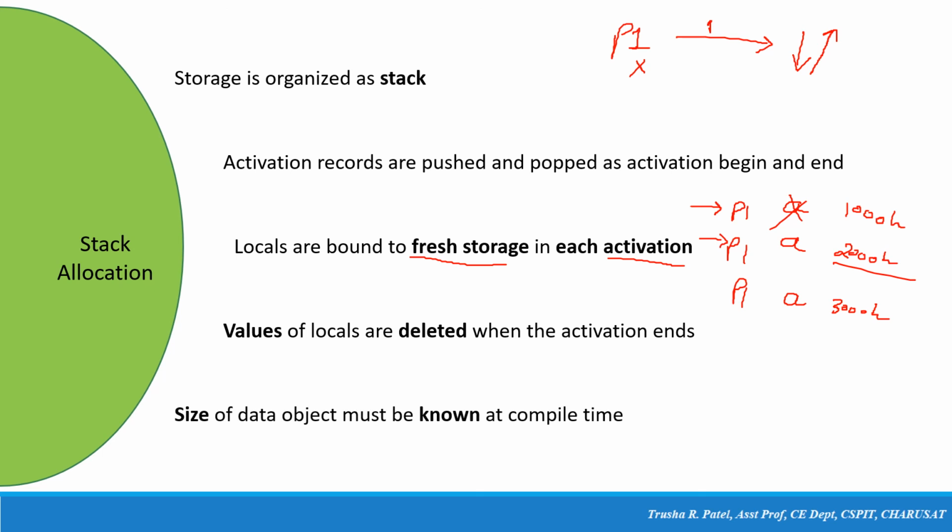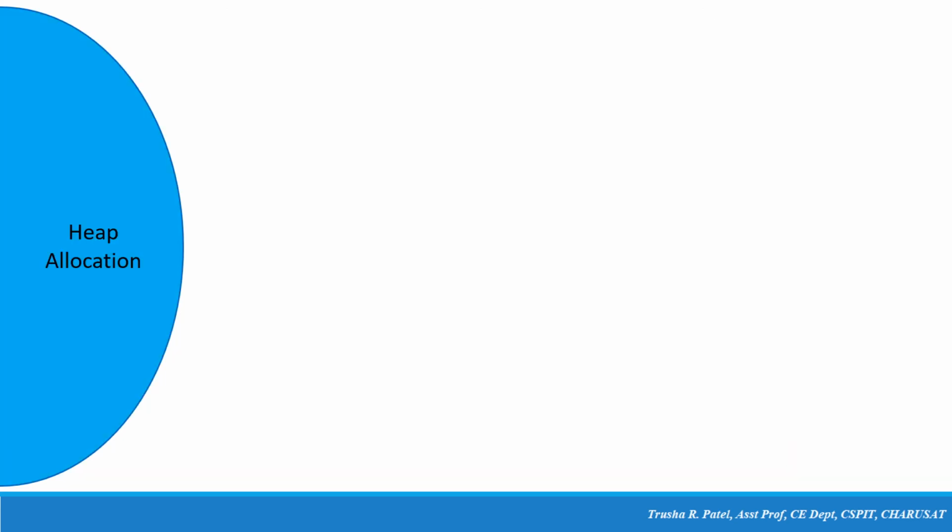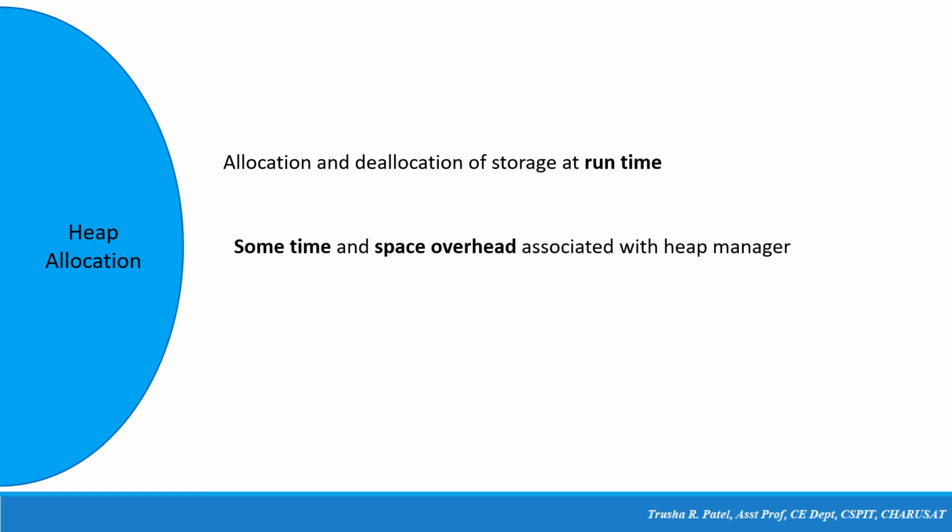The size of the data object must be known at the time of compilation, which is the same as static allocation. Now the third is the heap allocation. Allocation and deallocation of the storage is done at runtime. Now some extra time and space overhead is there to manage this heap, but the better part is that it is okay if we don't know the size of the data object at compilation time.